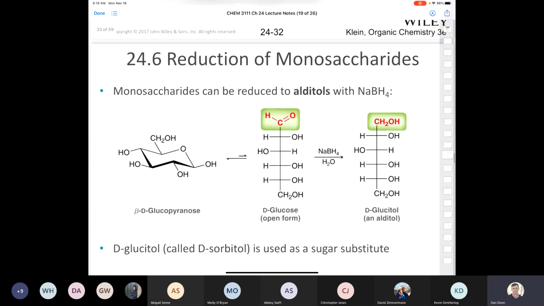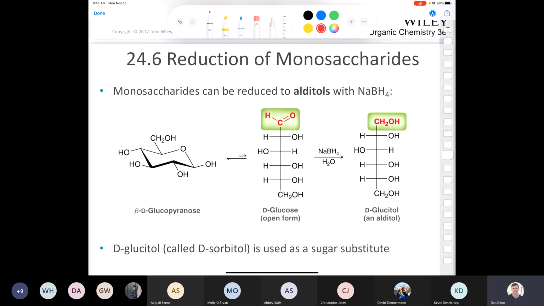All right, what about reduction? Chemistry 3111, in case you haven't noticed yet, is replete with oxidation and reduction. It's very important in this class that you understand all kinds of oxidation reactions and all kinds of reduction reactions. So if we take a monosaccharide, which we know can exist in the open chain form, we can reduce the aldehyde of an aldose with sodium borohydride, right? And sodium borohydride can work in a polar protic solvent like water, and you reduce that to what's called an alditol. So you need to know what an alditol is.